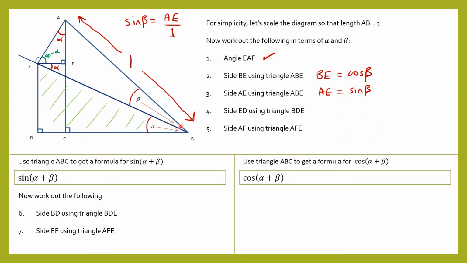So here's the triangle we're going to use. I've shaded it in so we can see it a bit more clearly. Triangle BDE, work out side ED. We've got our right angle here. We've got this angle alpha. We might as well use that one rather than using the other one.